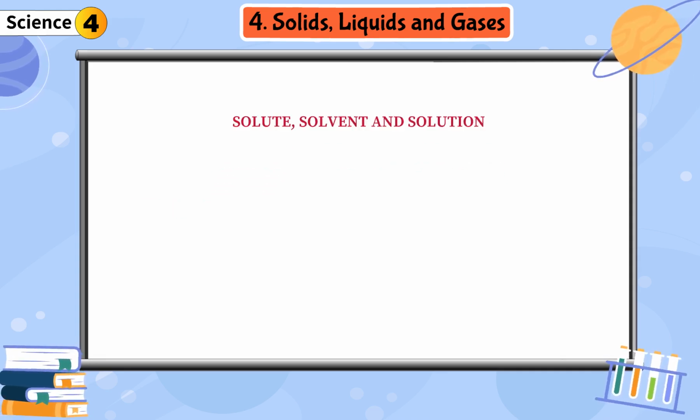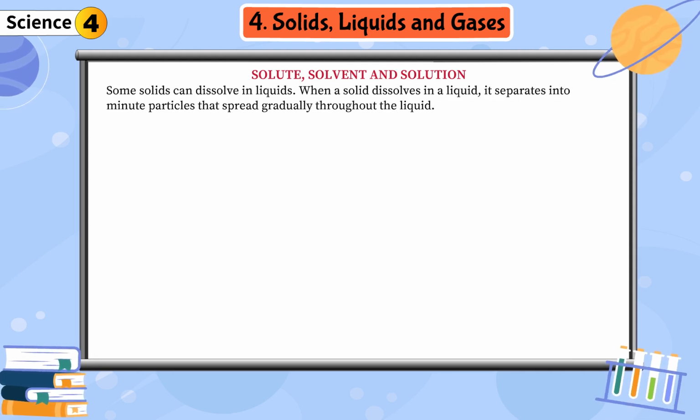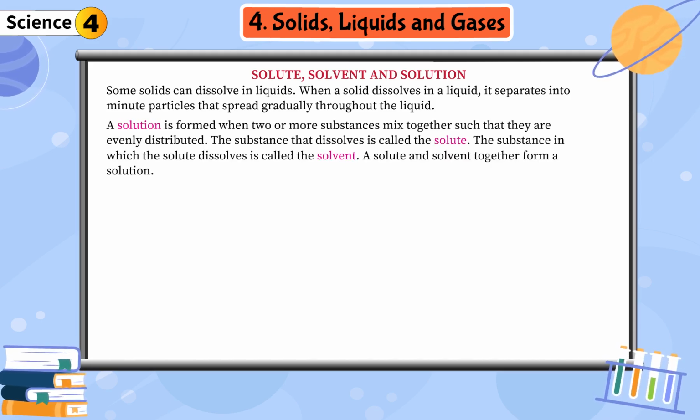Solute, solvent and solution. Some solids can dissolve in liquids. When a solid dissolves in a liquid, it separates into minute particles that spread gradually throughout the liquid. A solution is formed when two or more substances mix together such that they are evenly distributed. The substance that dissolves is called the solute. The substance in which the solute dissolves is called the solvent. A solute and solvent together form a solution.